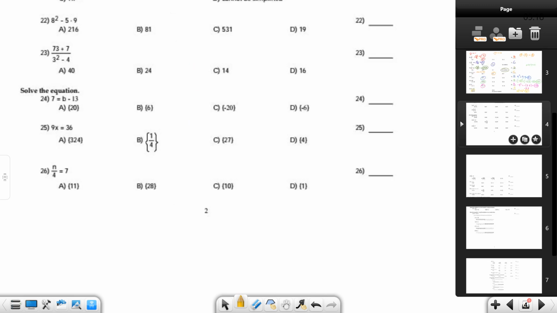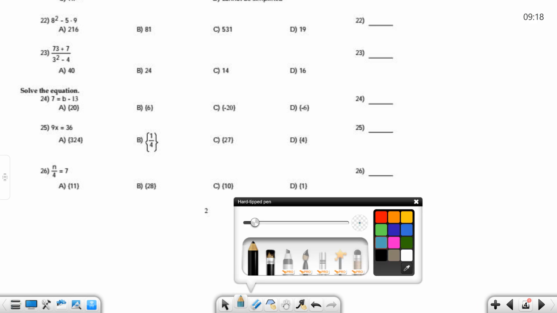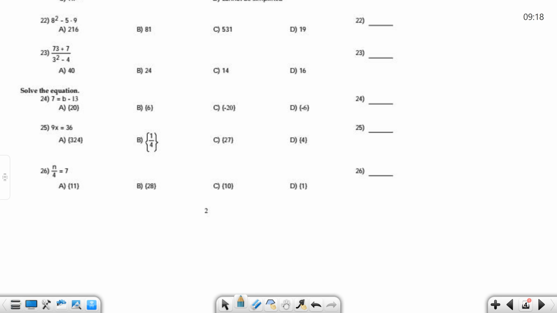Now let's come over here, and we've got some more of these on page 2 to do. Number 22: 8 squared minus 5 times 9. And again, we're going to use PEMDAS. Please excuse my dear Aunt Sally. P is parentheses, not here. E is exponents. Do I have any exponents? Yes. So the first thing I'm going to do is this 8 squared, which is what? 64. 8 times 8. And then minus 5 times 9. That's a dot for times. Now I've taken care of my exponents.